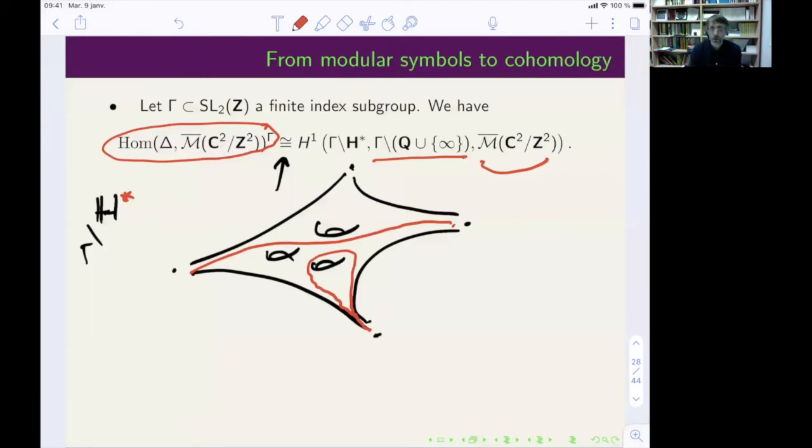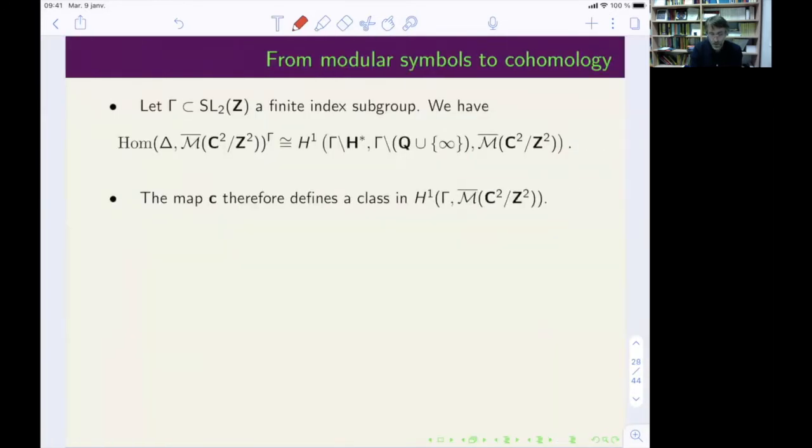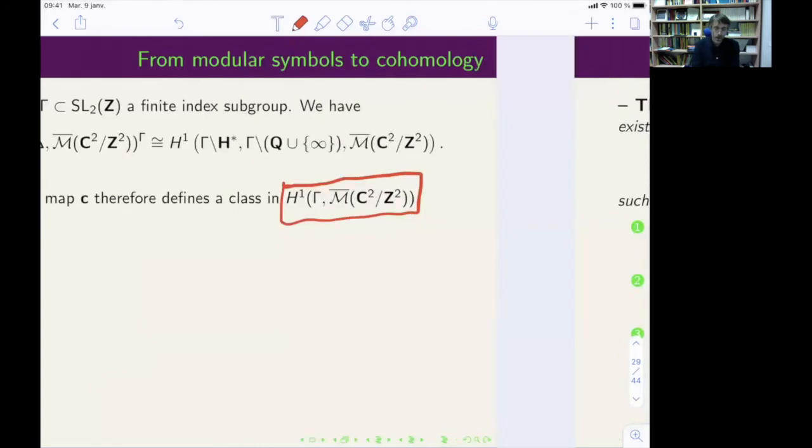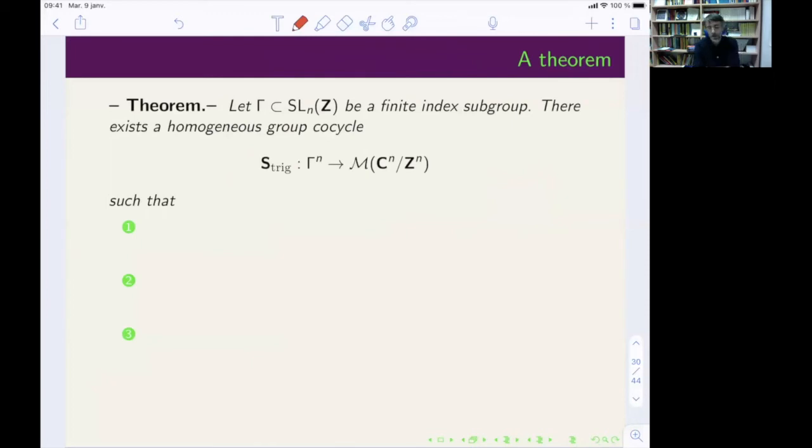And once you have this fancy way, then in fact this map C, you can restrict it to the interior of the cohomology, and therefore the map C gives a class in this cohomology group here, the H1 cohomology group of gamma, a finite index subgroup of SL2Z, with values in the meromorphic functions, again quotiented by the constants. And that's the way I want to see the map I have considered so far, because that's the right way to extend this map more generally, and to get the following theorem.